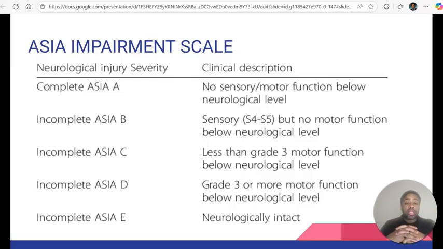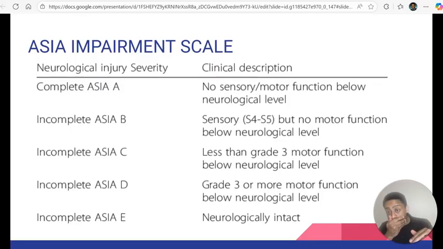The ASIA Impairment Scale is a scale used to classify the severity of injury as well as the level of injury. In a complete ASIA A, there is no sensory or motor function preserved below the neurological level. ASIA B, C, D, and E are incomplete. In an ASIA B, the sensory capacity is intact below the neurological level.